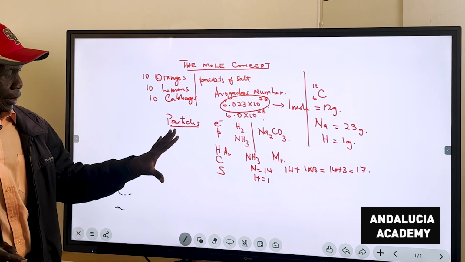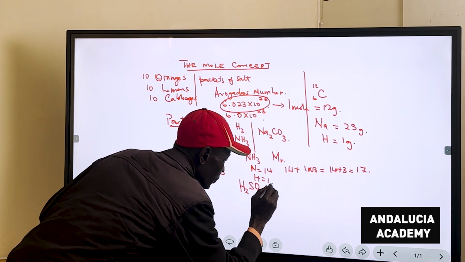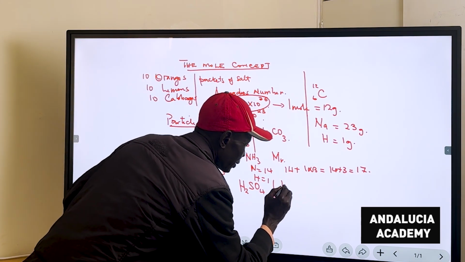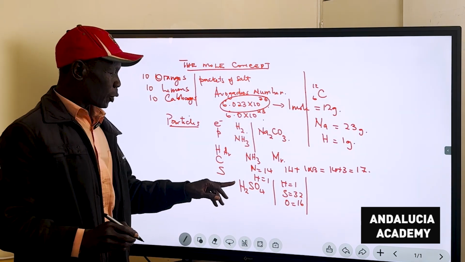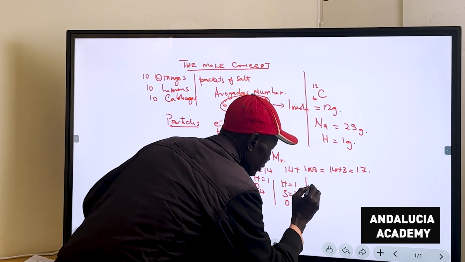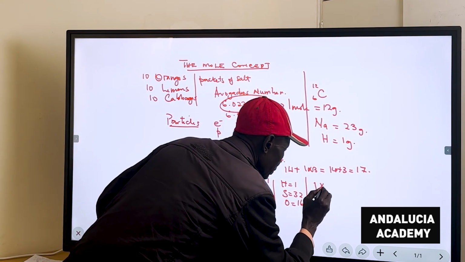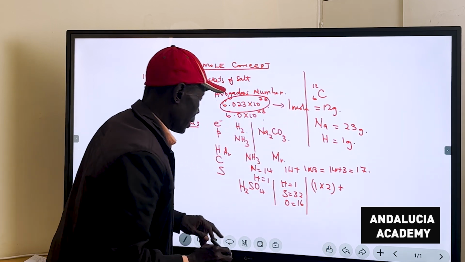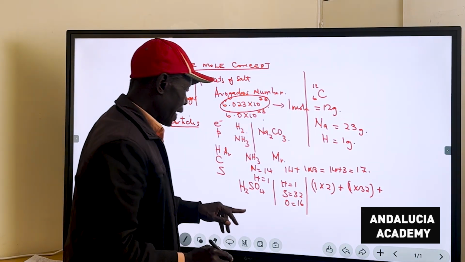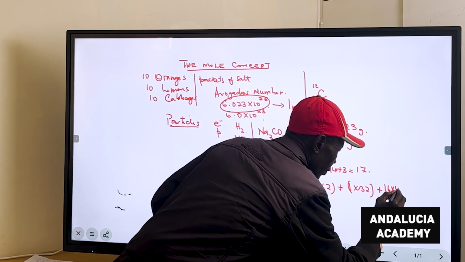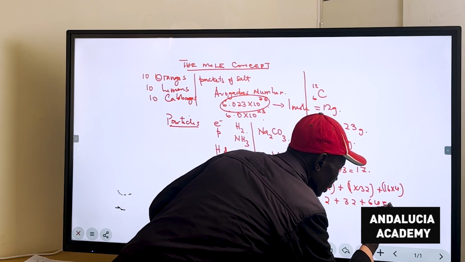So I could use the same thing to get, for example, the relative molecular mass of sulfuric acid, which is H2SO4. Here I have 2 hydrogen. They'll give you hydrogen is 1, sulfur is 32, and oxygen is 16. So what I'm going to do here is multiply 1 by 2 because there are 2 hydrogen, 1 times 2, plus sulfur is 1 and there are 32, so 1 times 32, plus I have 4 oxygen, 16 times 4. When you multiply, this becomes 2 plus 32 plus 64, which will give you 98.